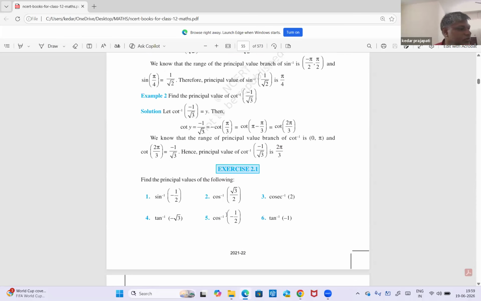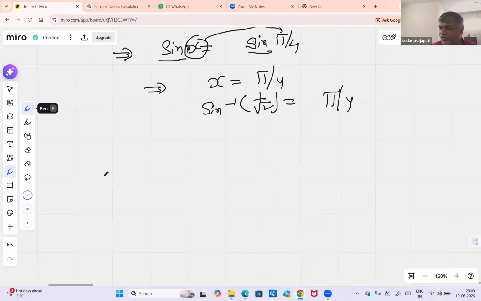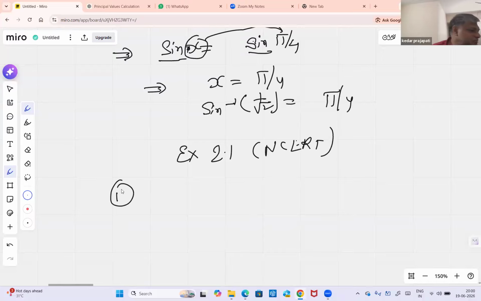Okay, let us solve these questions. Sine inverse minus 1 by 2, cos inverse root 3 by 2. I am going to Exercise 2.1 of NCERT. The first question is: find the principal value of sine inverse minus half.